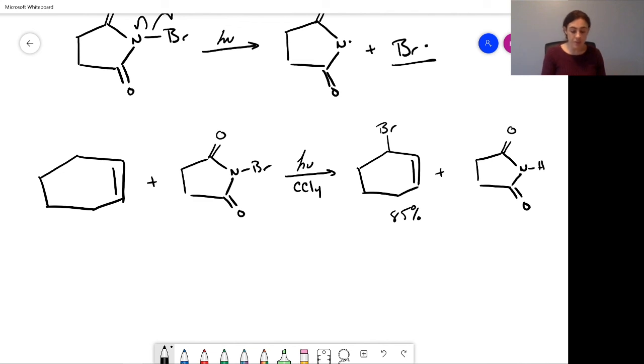So anytime you see a double bond in your reactant and you want to do a halogenation at an allylic site, what you want to use is N-bromosuccinimide, or you can even try N-chlorosuccinimide, but generally NBS is the most common reagent. All right, so that's the end of allylic halogenation. If you have any questions, come talk to us in office hours.